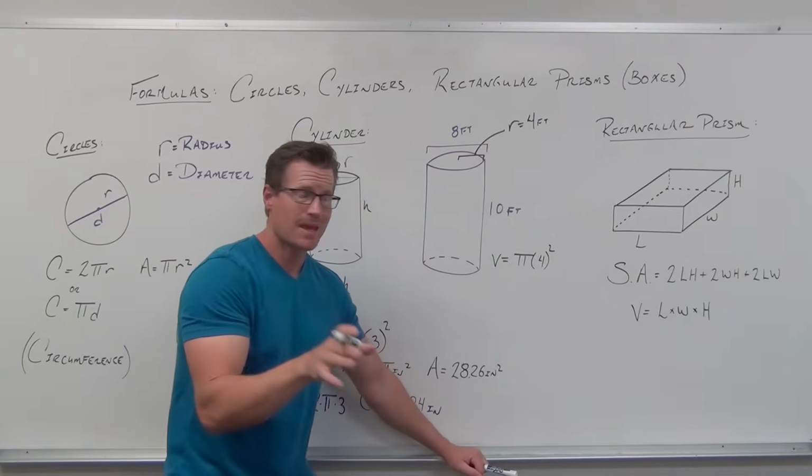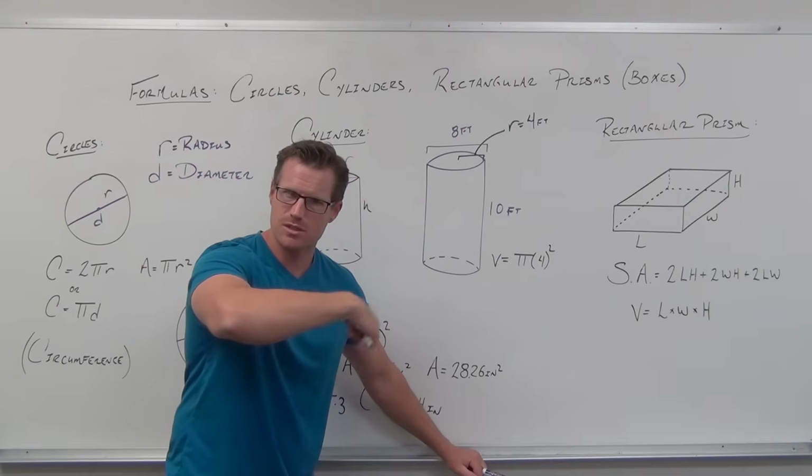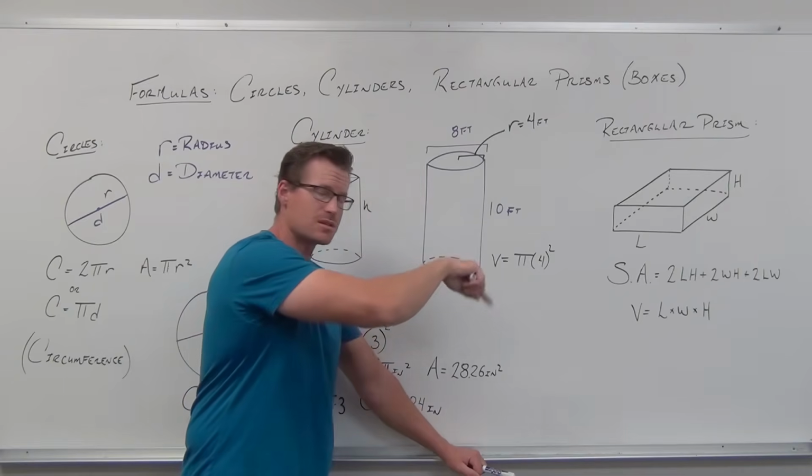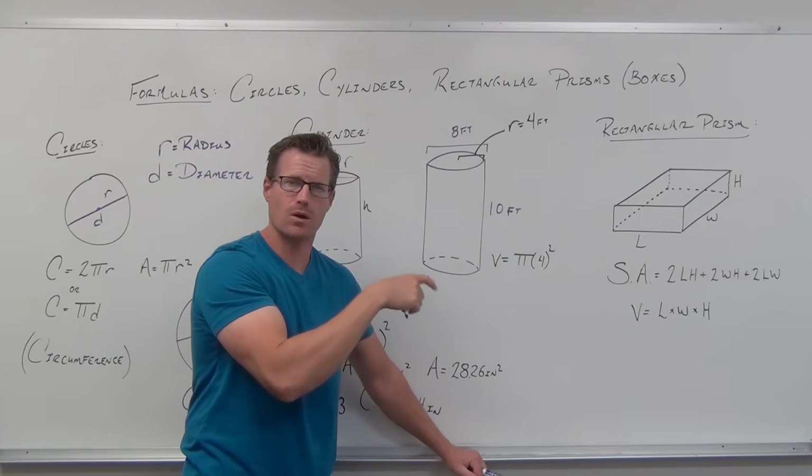Hey, stop right there. If you just did that, do you see that you would get the area of the base of the cylinder or the top of the cylinder? You'd get the area of that circle. It's pi r squared. That's cool.